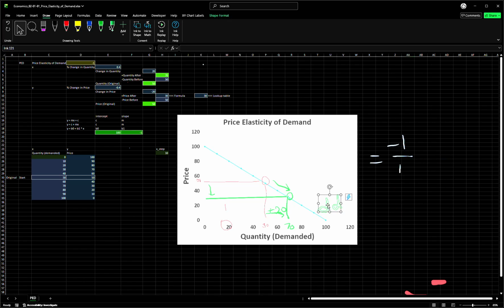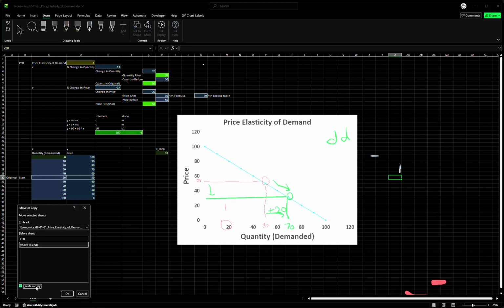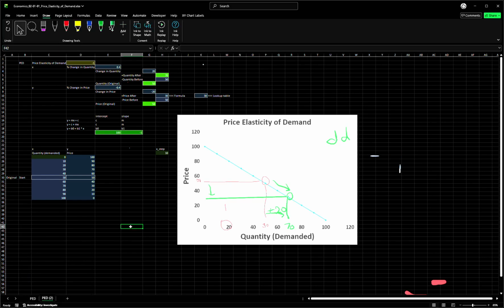So this is the demand curve. I'm just going to make a copy of this sheet. Previously we moved from this point and ended up at this point, and that's the previous one. Now we're going to move from the quantity of 70 to, say, 80.